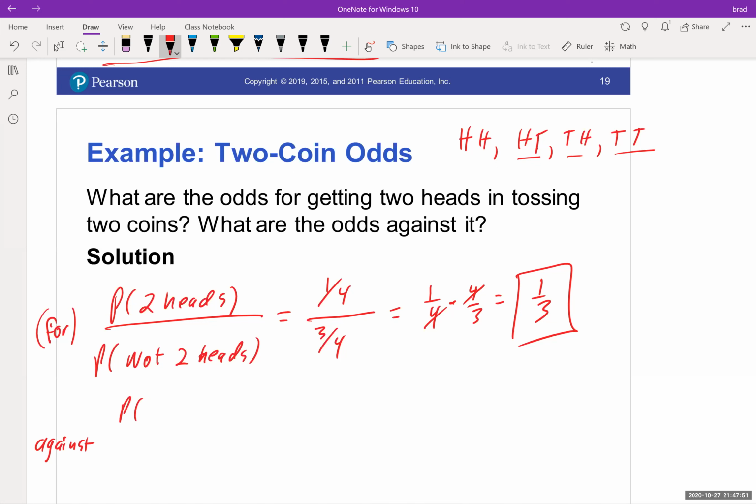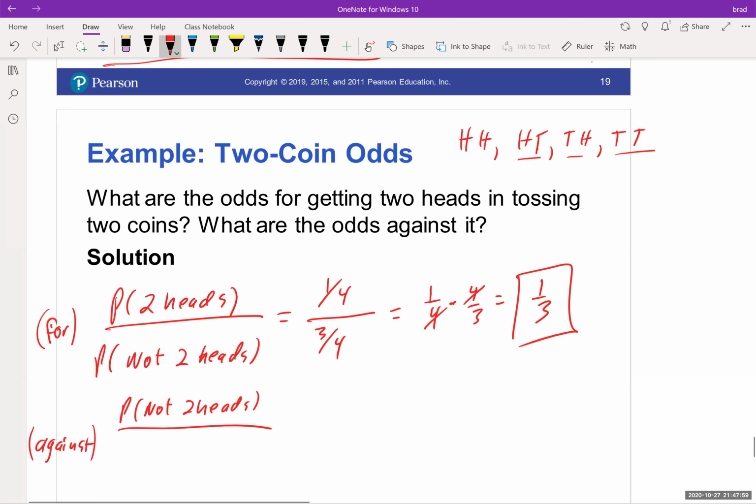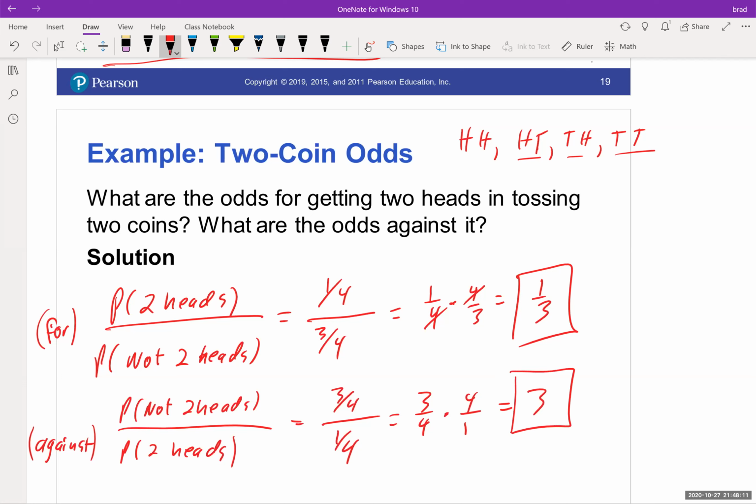So now it's the probability of not 2 heads divided by the probability of 2 heads. So this would be 3/4 divided by 1/4. So 3/4 times 4/1. So this would be 3, the reciprocal. Okay. So sometimes in gambling, they'll say the odds would be 3-1. So this is how they would write it in gambling, 3-1. Not that you guys should go out and gamble, but that's just how it works. Okay.